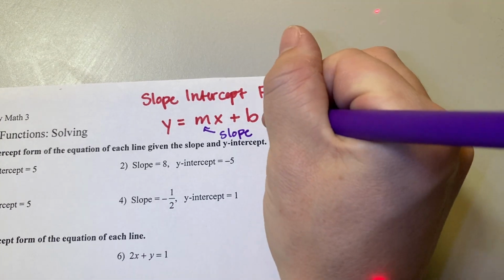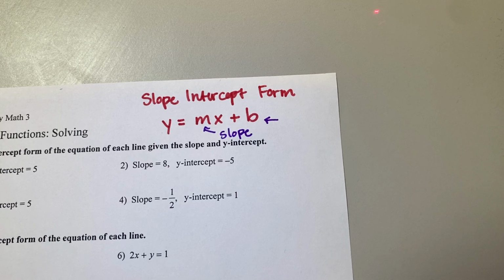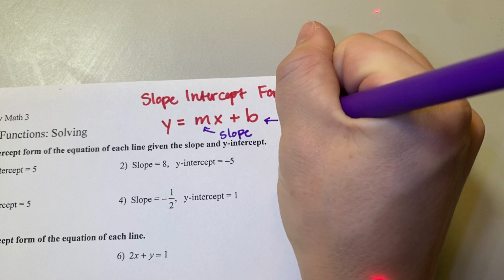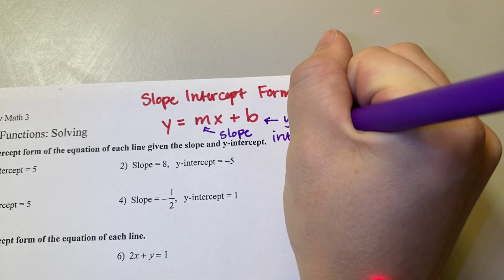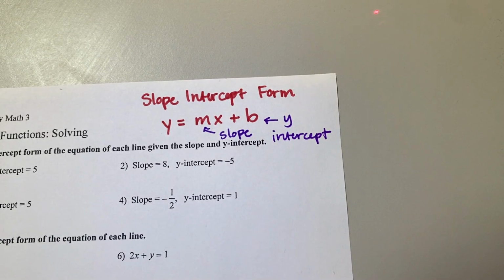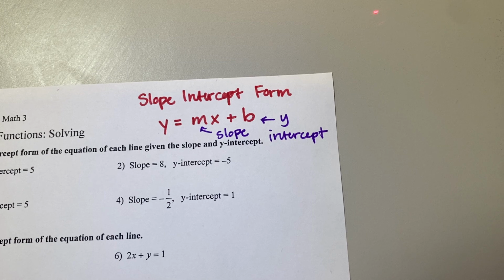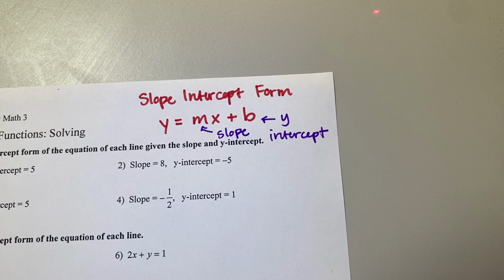Okay, so if that's our slope, then whatever number is on the end of your equation that doesn't have the x attached has to be the what? What intercept does that have to be? Nice. Y-intercept. Okay, a little refresher.